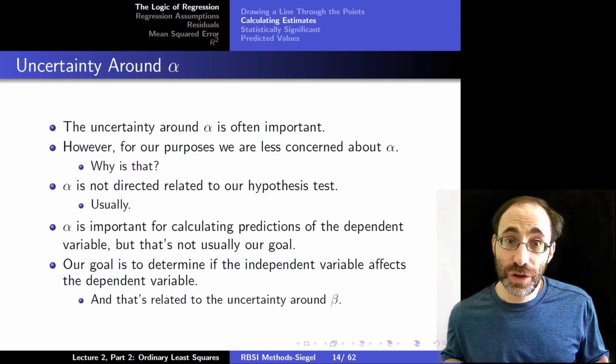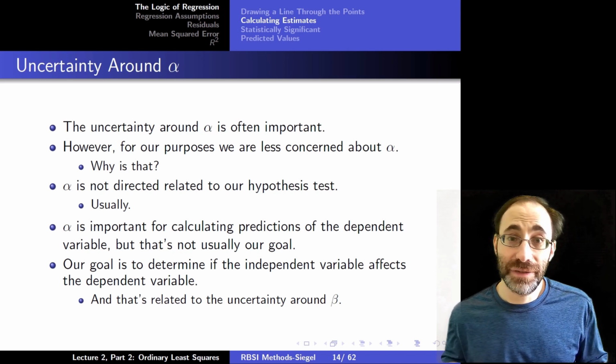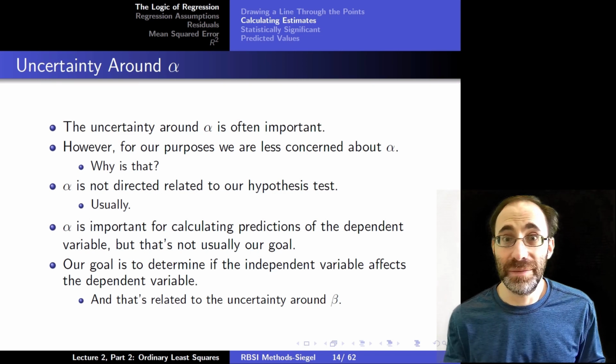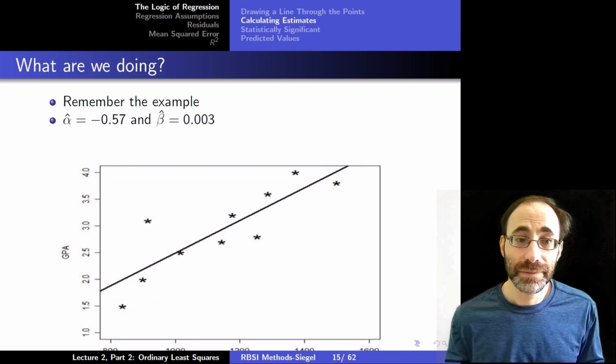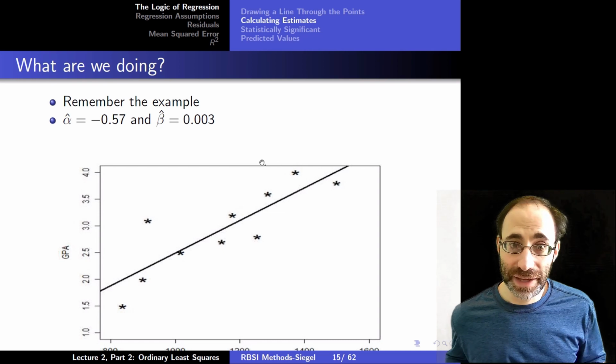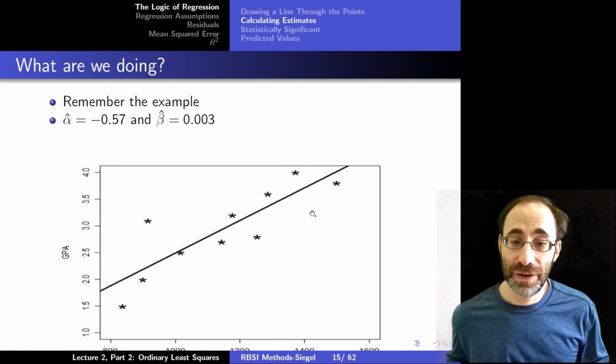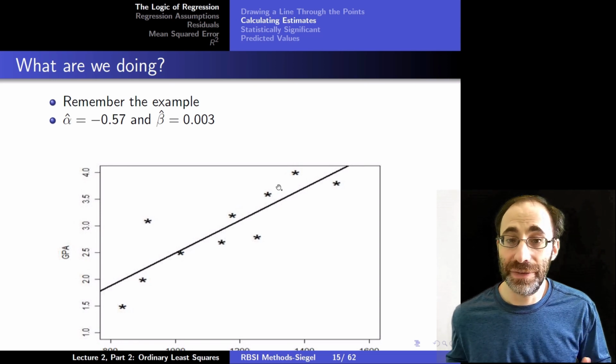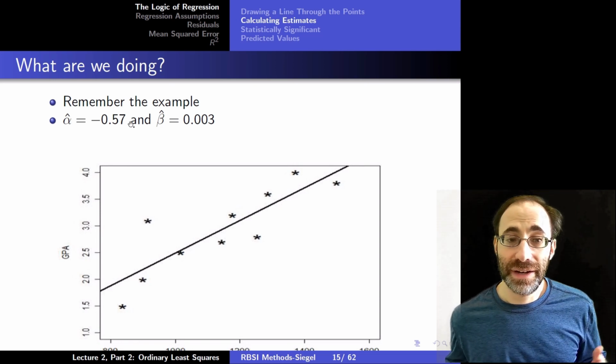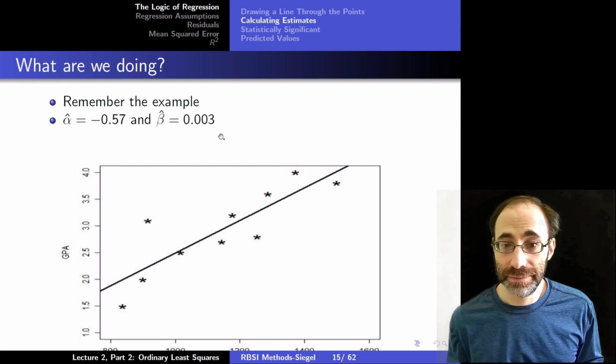So because our goal, again, is to determine if our independent variable affects the dependent variable, and that's related to uncertainty around beta, which we're going to talk about now. So remember our example from last module. We have a best fit line, which minimizes the sum of squared deviations, the sum of squared errors around the line, and we calculated an alpha hat and a beta hat.